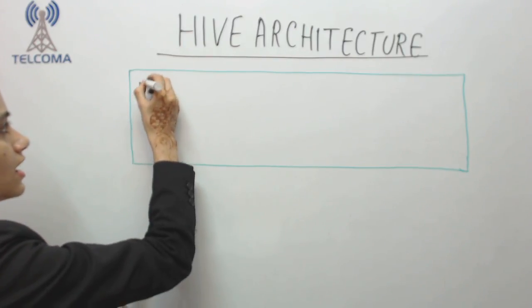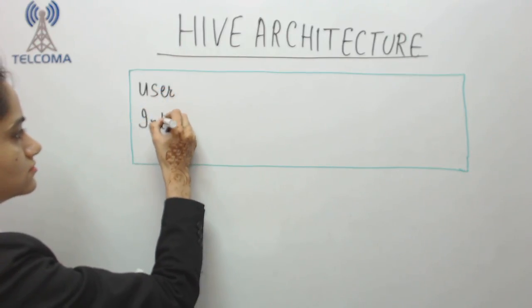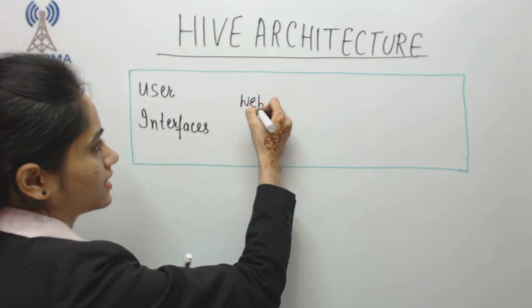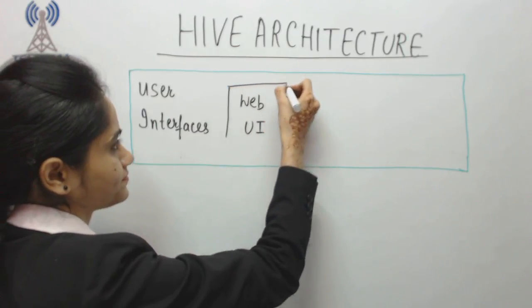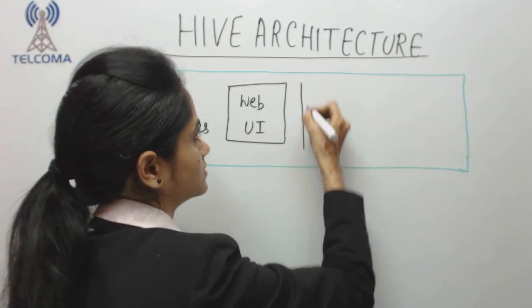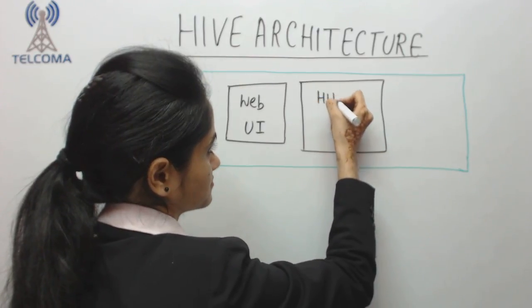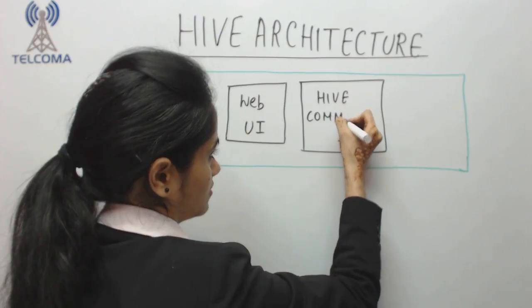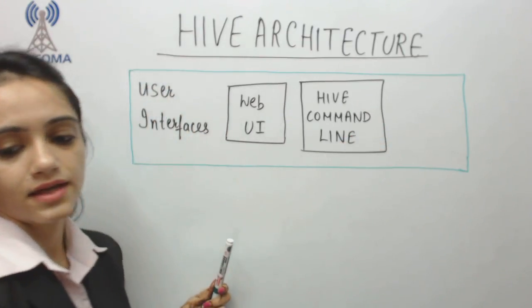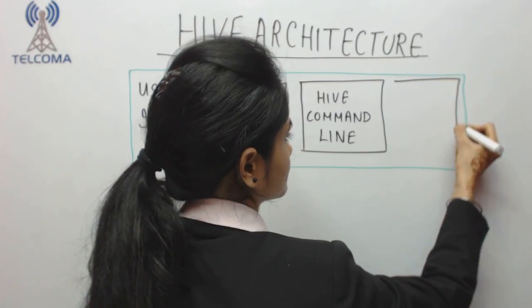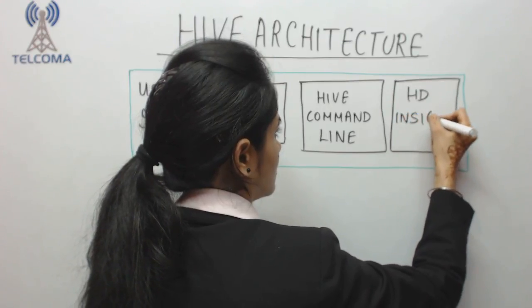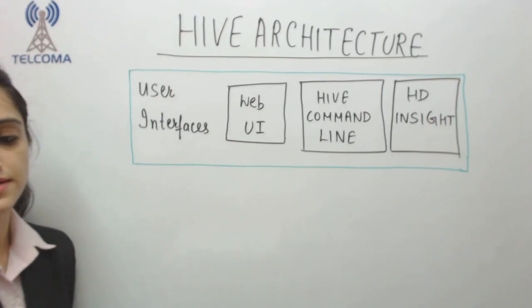So its architecture has first as user interfaces. User interfaces, we have like web UI. Then we have HIVE command line. HIVE command line. And we have HD Insight.